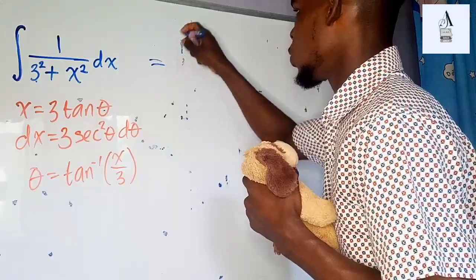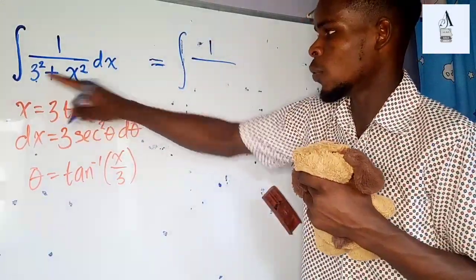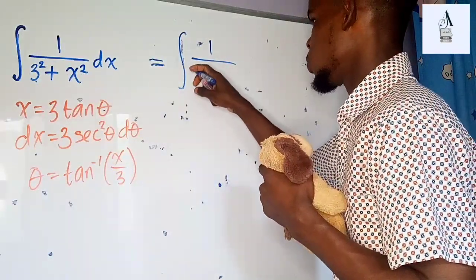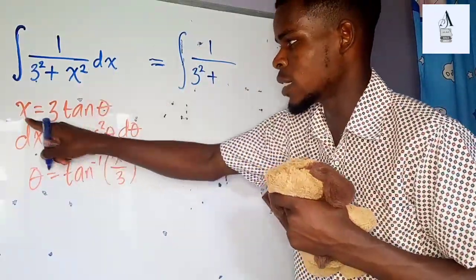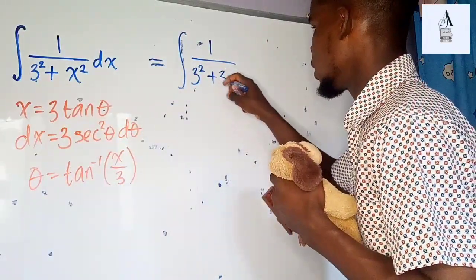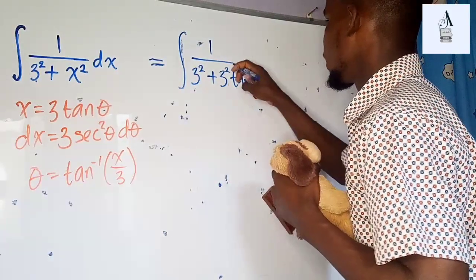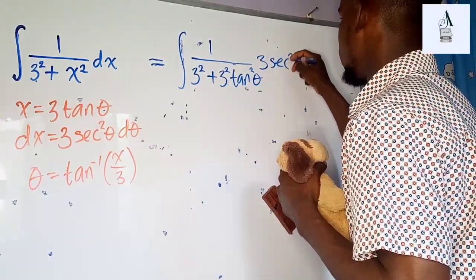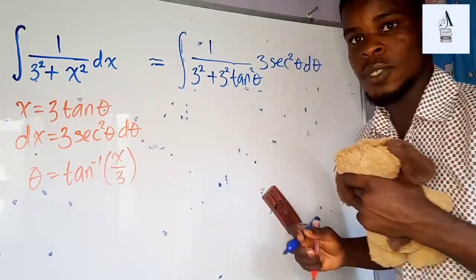We're now going to have the integral of 1 over, well, you notice that this is 3 squared, maybe it's 9, let's just put it as 3 squared, and then we add it with x squared. What is x? x is 3 tan theta, so you are going to square 3 tan theta. That means 3 squared times the tangent squared of theta, right? And then dx is 3 secant squared of theta d theta. Alright, great. And now let's see what we got.